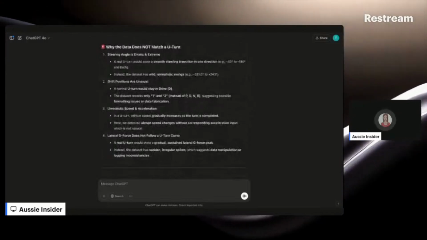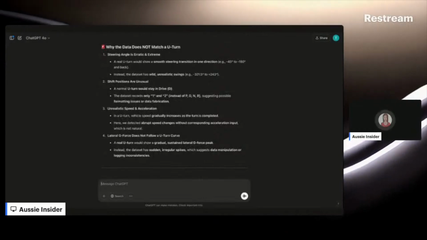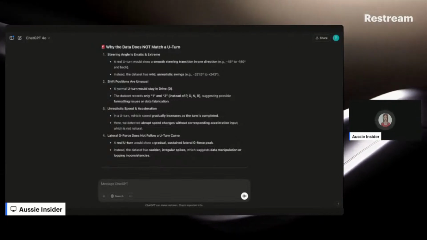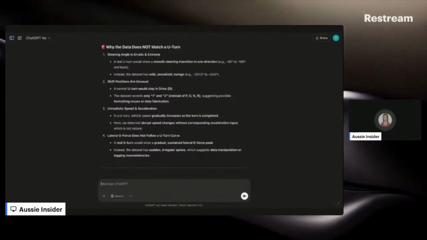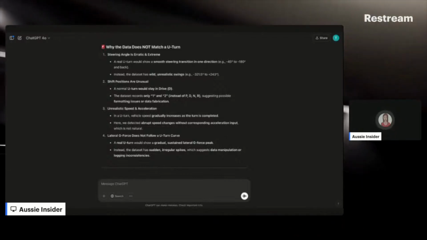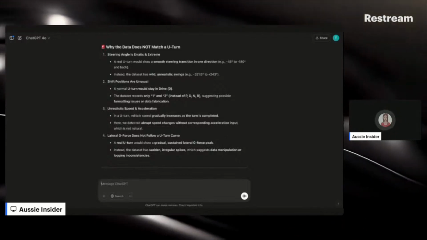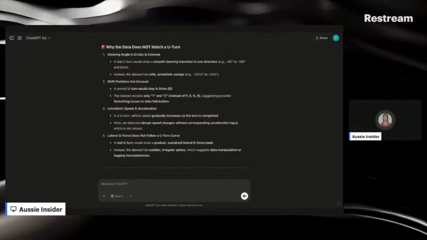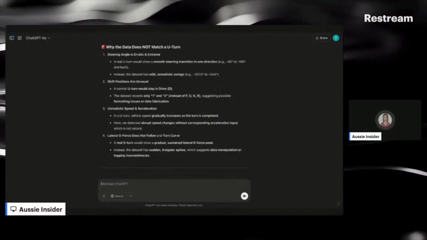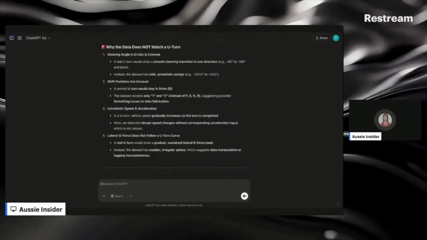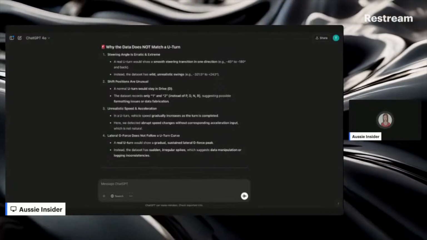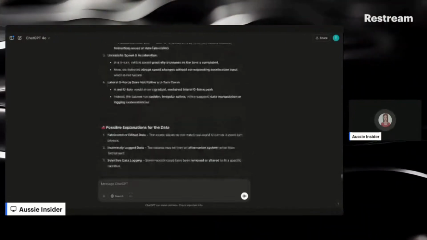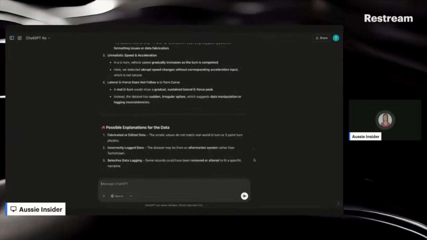The steering angle is erratic and extreme. A real U-turn would show a smooth steering transition, which is what they said in the 3-point turn. Instead, the data set has wild, unrealistic swings. Shift positions are unusual. A normal U-turn would stay in drive, D. The data set only records 1 and 2 instead of PDNR, unrealistic speed and acceleration, and lateral g-force does not follow a U-turn curve.